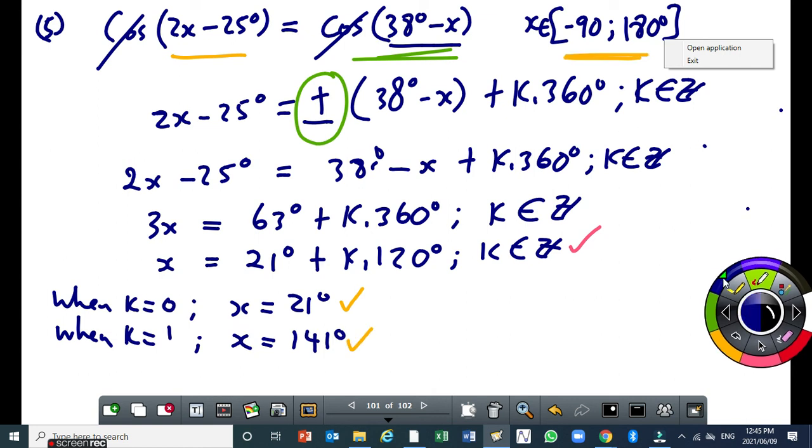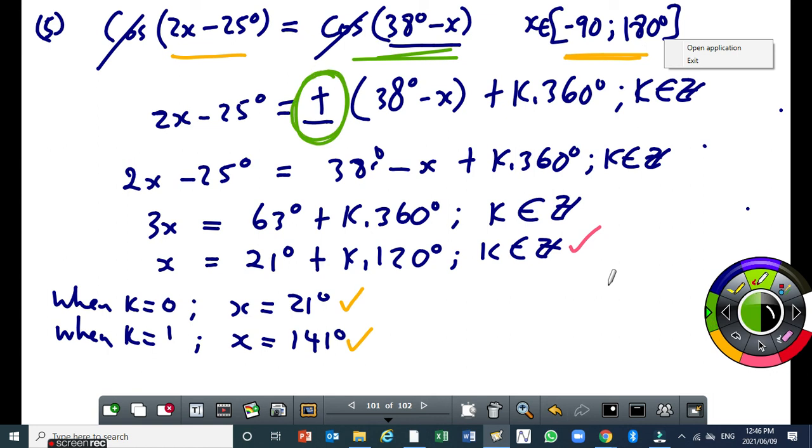Right? If I substitute k equal to minus 1, I'll get a value outside the interval. If I substitute k equal to 2, I'll get a value outside the interval. So it's only k equal to 0 and k equal to 1 for the first general solution. For the second general solution, I have to consider the negative of those two. So that's what I'm going to do on the next page.